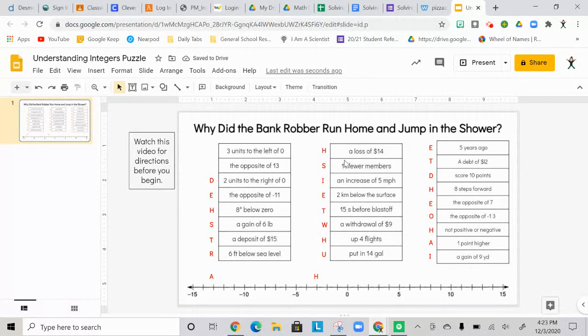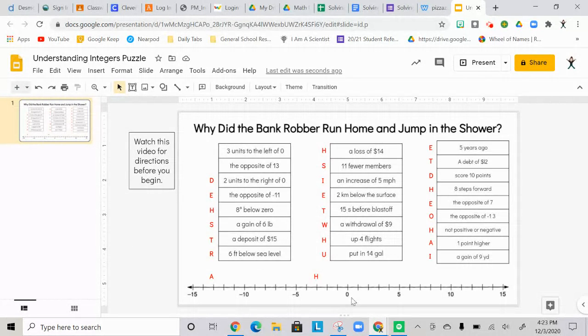Once you've placed all of these letters along the number line, if you've done it correctly, it should form a series of words with spaces in between that answer this question at the top. Why did the bank robber run home and jump in the shower? If the order of your letters doesn't make sense, it's not forming words that create a sentence, you need to go back and double check your work because you've done something wrong.